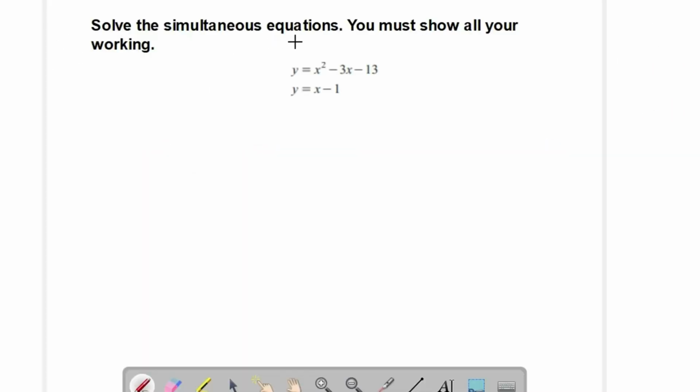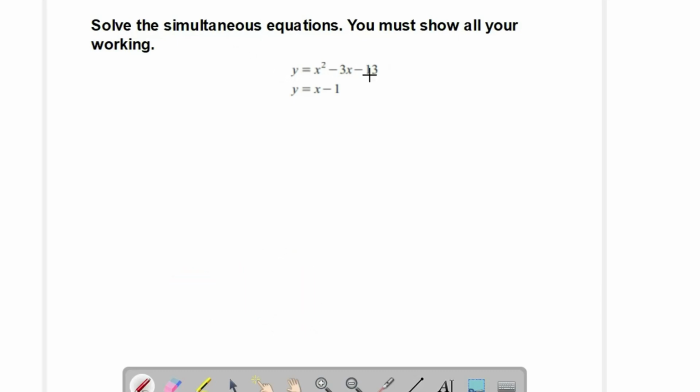Solve the simultaneous equation. We have y is equal to x squared minus 3x minus 13, and another equation, y is equal to x minus 1. This is a quadratic equation, but there are two variables, so we have to eliminate one of the variables in order to get the answer.